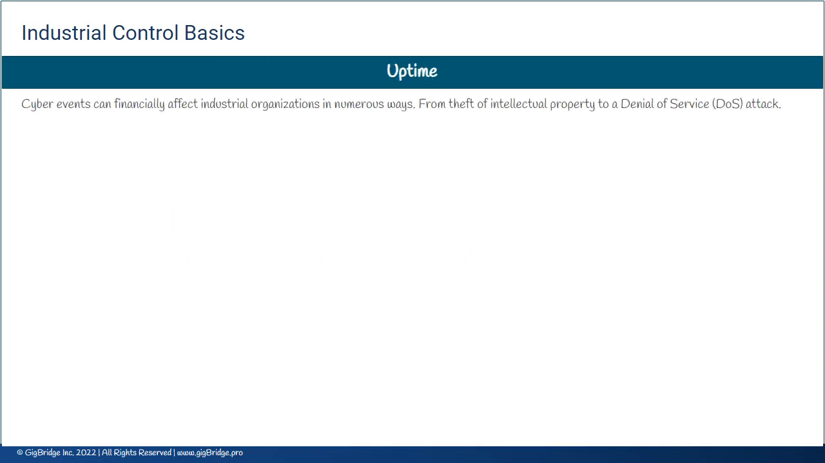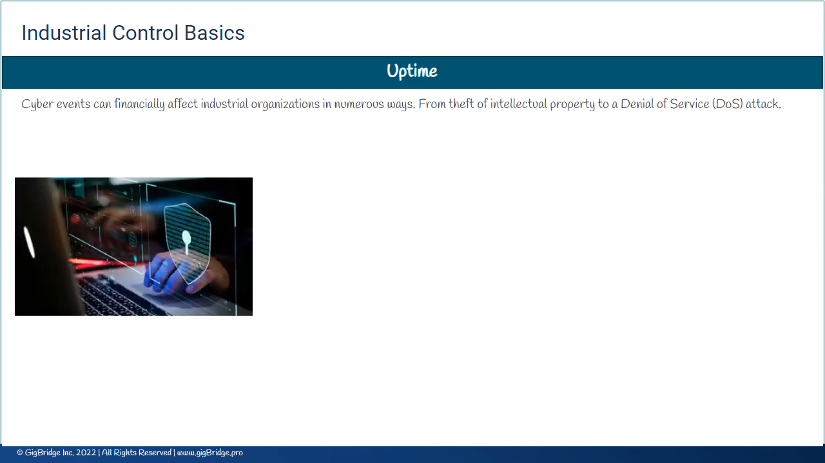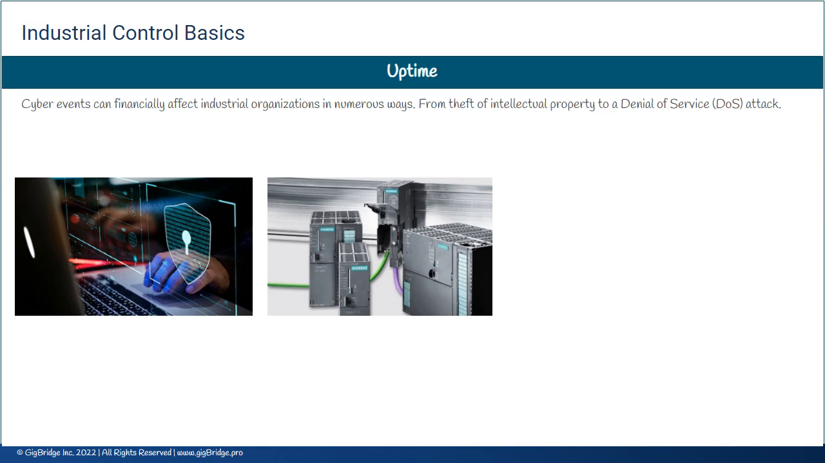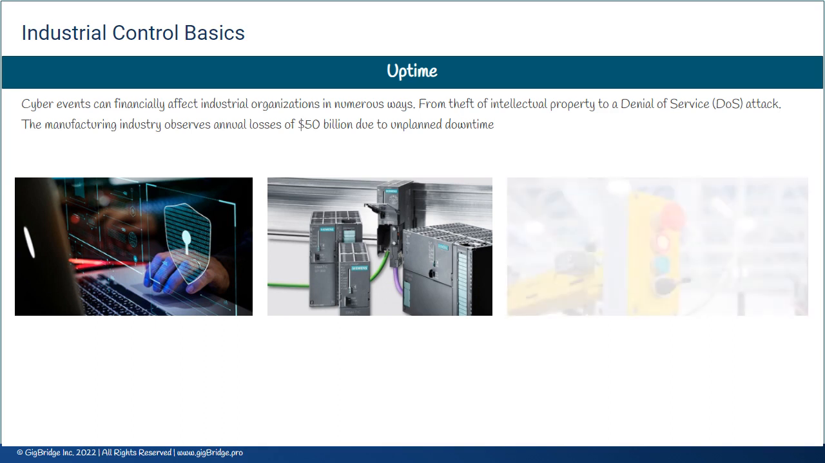Uptime. Cyber events can financially affect industrial organizations in numerous ways, right from the theft of intellectual property to a denial of service (DoS) attack that renders parts of the control system unusable for a time period. To put the importance of uptime in perspective, the manufacturing industry observes annual losses of $50 billion due to unplanned downtime.